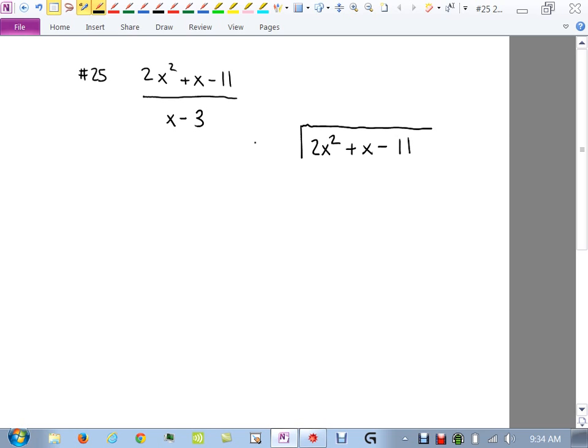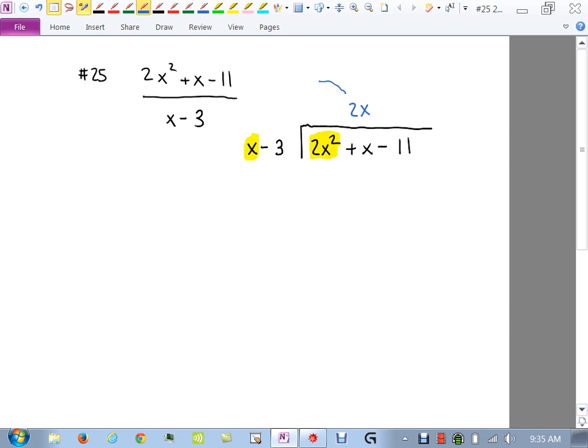Outside of this, we put x minus 3. Was it minus or plus? It's minus. And now what we do is we look at what two things? The x in front and the 2x to the second power in here. And we say to ourselves, what do I multiply x by in order to get 2x squared? So what do you multiply x by to get 2x squared? What do we multiply by? 2x. So I put 2x up here.